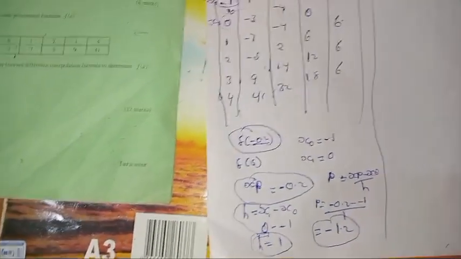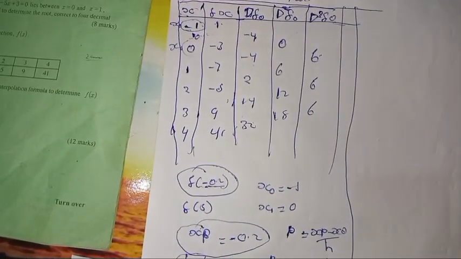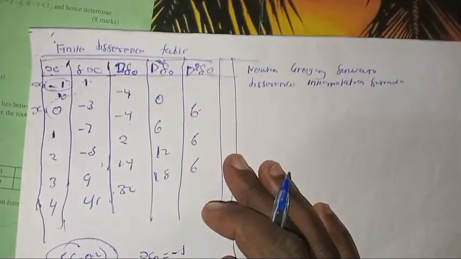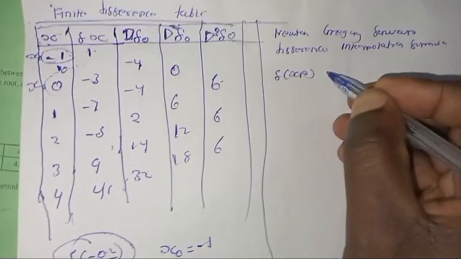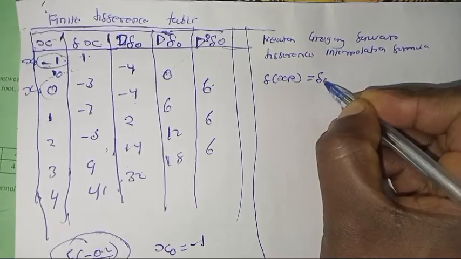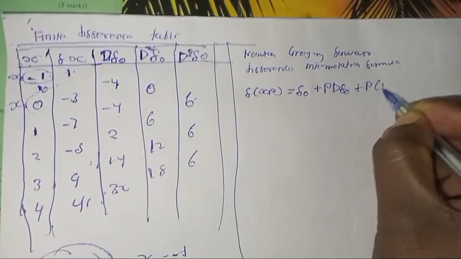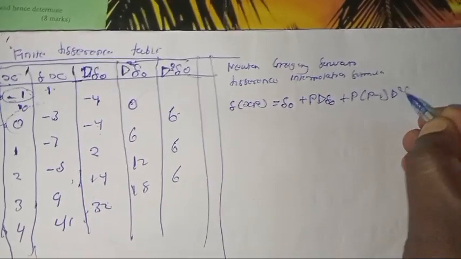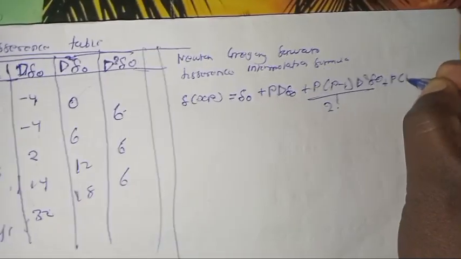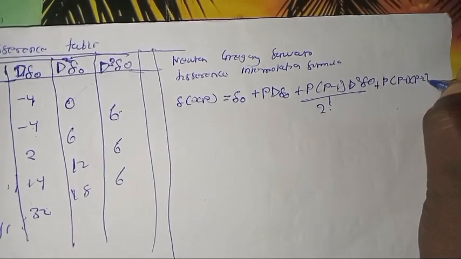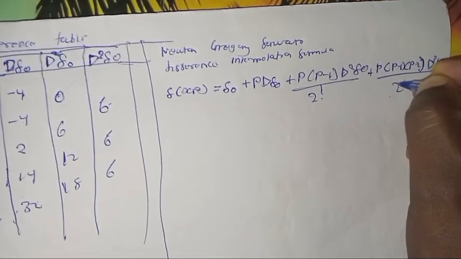This will help us in our formula, the Newton-Gregory forward interpolation formula. f(xp) is equal to f0 plus p Δf0 plus p(p minus 1) Δ²f0 divided by 2 factorial, plus p(p minus 1)(p minus 2) Δ³f0 divided by 3 factorial.